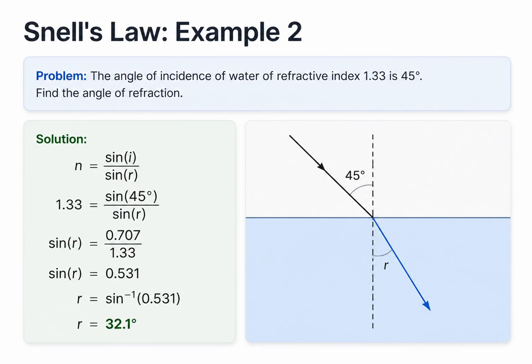Here is a second example. This time, light hits water, which has a refractive index of 1.33, at an angle of incidence of 45 degrees. Using Snell's law, 1.33 equals the sine of 45 degrees divided by the sine of r. The sine of 45 is 0.707. Dividing 0.707 by 1.33 gives us 0.531. Taking the inverse sine of 0.531 reveals an angle of refraction of 32.1 degrees. Notice how the light bends closer to the normal because it's entering a denser medium.